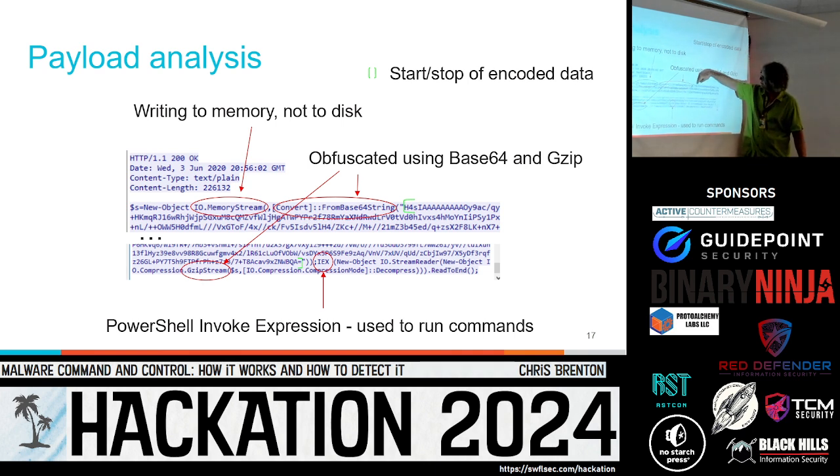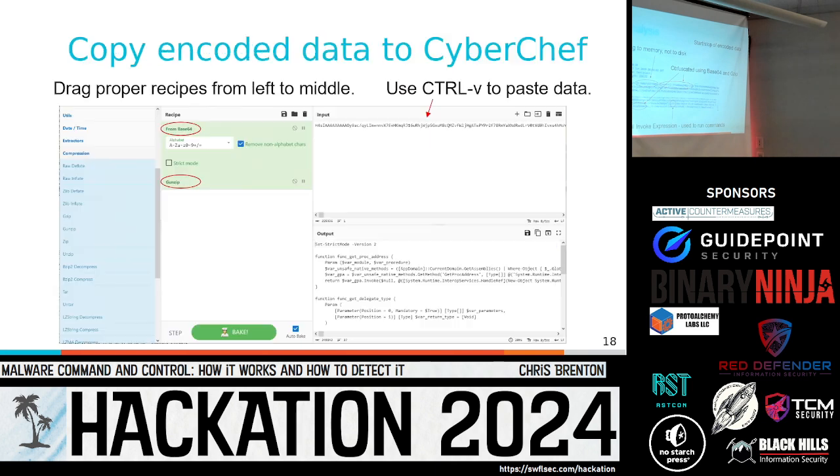Okay, so we've got this stuff here. See where the green brackets are here? This is all encoded with base 64 and with gzip. Is there any way we can convert that back out? Absolutely. All we need to do is the same thing that PowerShell is going to do, which is to run it through base 64, convert it back, and then run it through gzip. Well, we can use a tool like CyberChef for that.